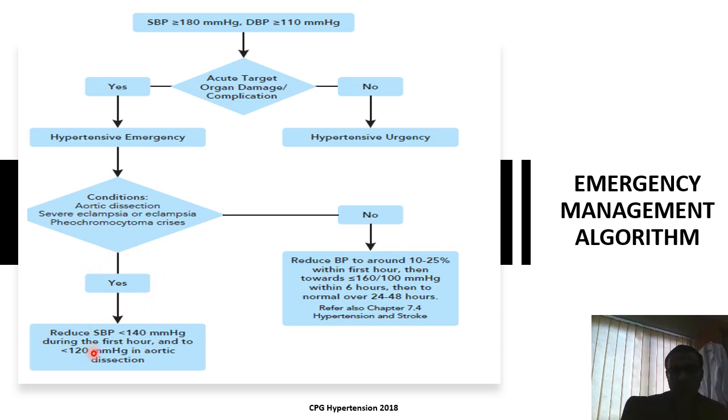If yes, reduce by this recommendation during the first hour, and it will be much lower if the underlying cause is aortic dissection. You can target less than 120. If there are no other secondary hypertension causes, we can reduce the blood pressure around 10 to 25% within the first hour, and then try decreasing to less than 160 within 6 hours, with gradual decreasing.